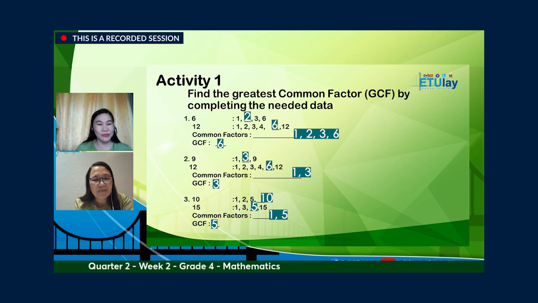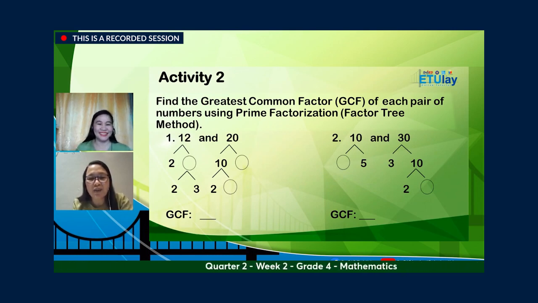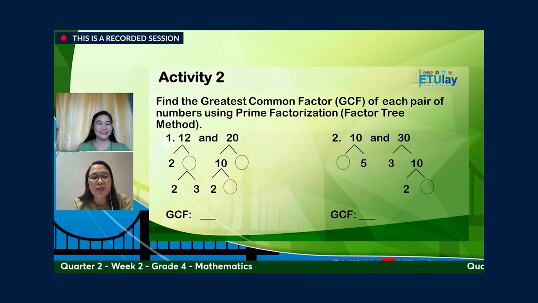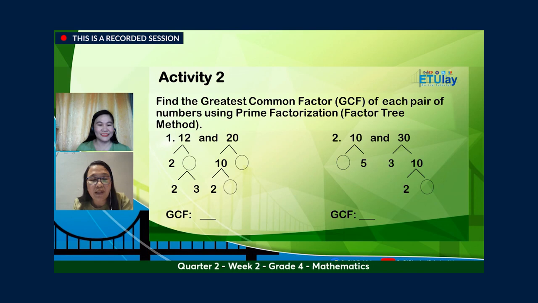Okay, so let's proceed to activity 2. Tutor Wella, go! Okay, for activity 2, find the greatest common factor or GCF of each pair of numbers using prime factorization or factor tree method. Okay, for number 1, 12 and 20. What are the missing numbers?